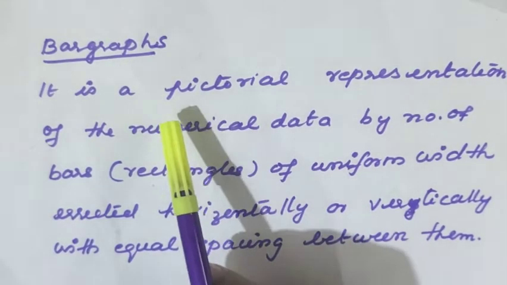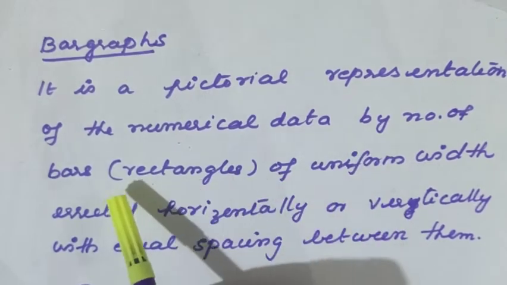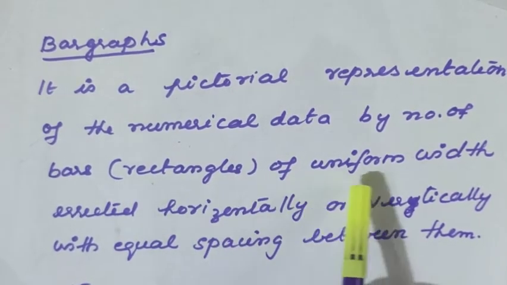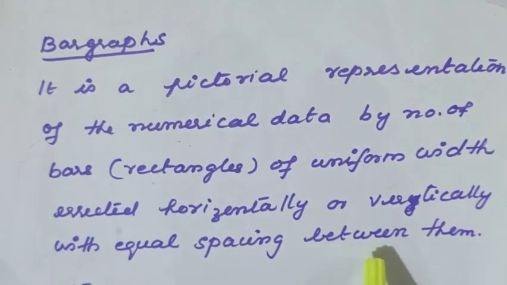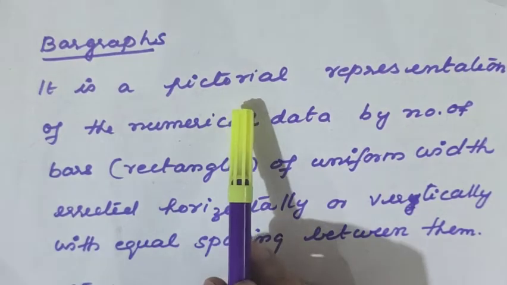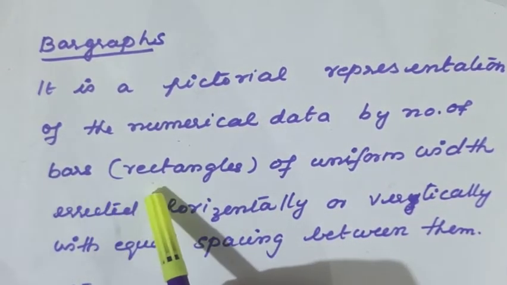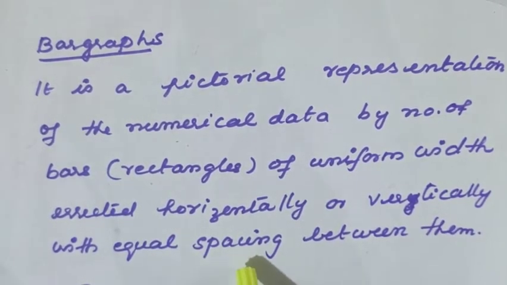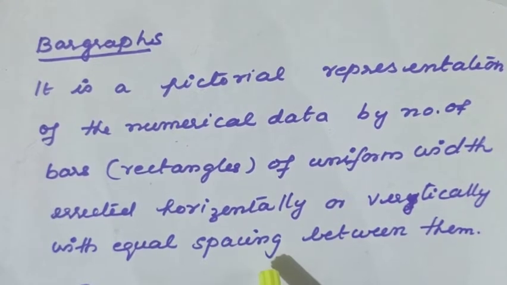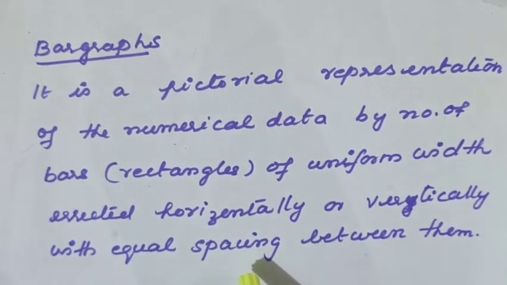Now what is a bar graph? It is a pictorial representation of numerical data by a number of bars or rectangles of uniform width erected horizontally or vertically with equal spacing between them. It's a pictorial representation of numerical data by many bars or rectangles. The most important thing is that between the bars we should keep equal distance. You have already studied bar graphs and how to draw a pictograph. So this time we are going to learn about the bar graph only.